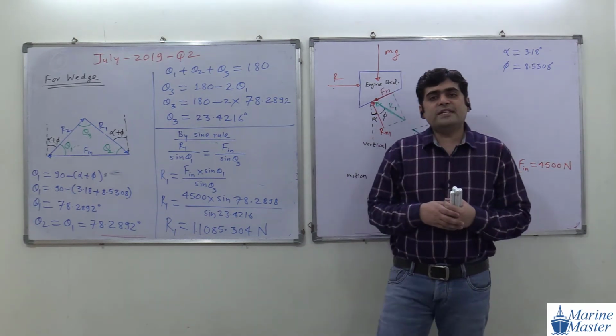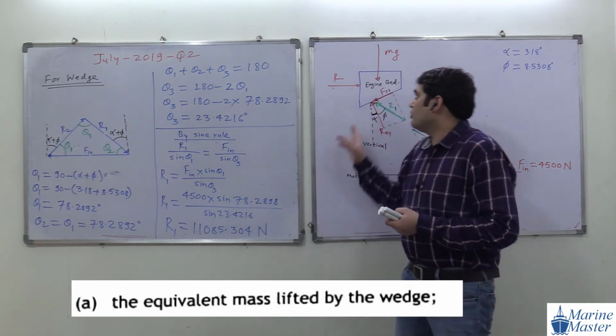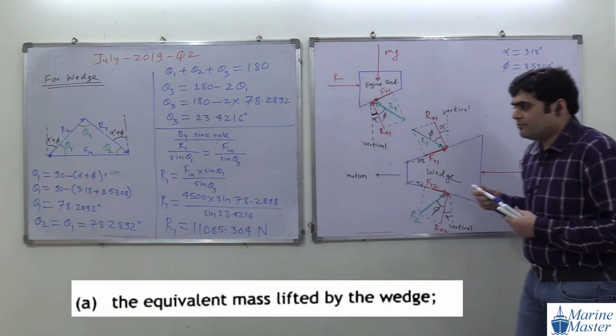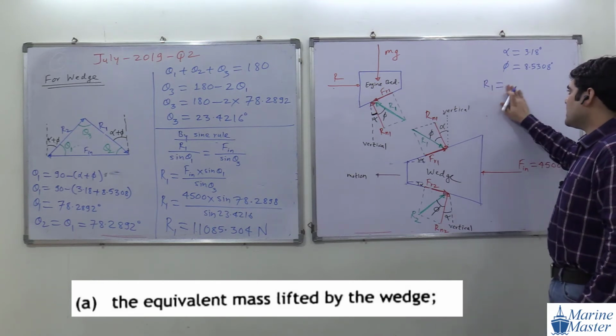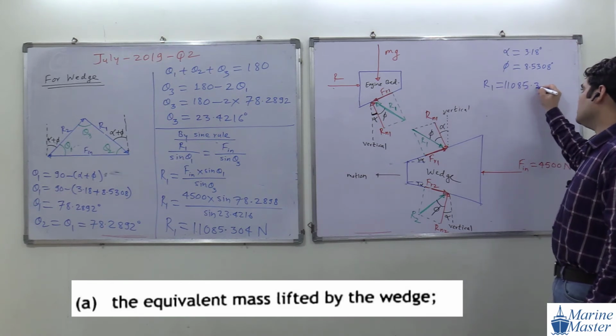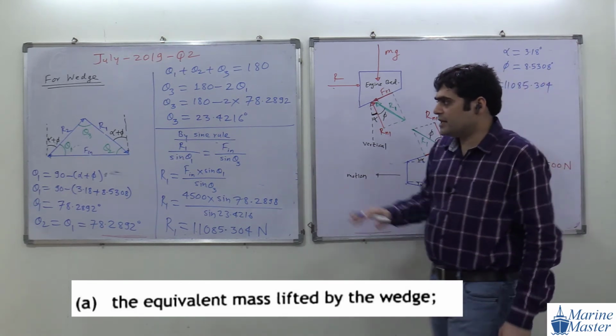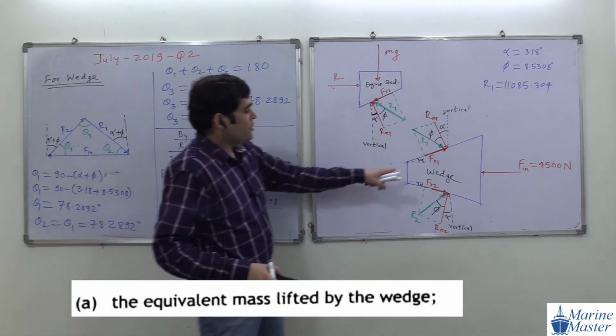So what is our target here, guys? What is our target? We have to find out mass m. For mass m we calculated R1. I am writing here for my reference. How much R1 we calculated? 11085.304 Newton. Here we calculated R1 by using wedge.